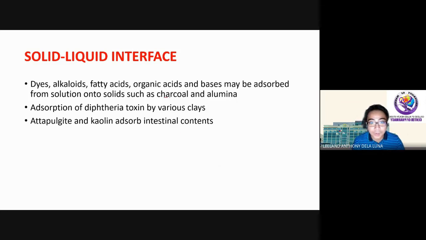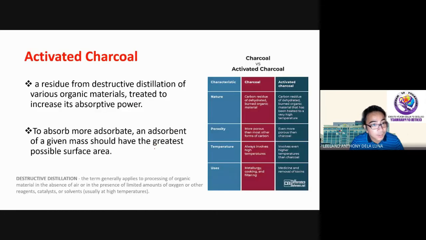Kaya yung charcoal, nag-adsorb siya kasi ng mga kung ano-ano. Yan, attapulgite and kaolin adsorb intestinal contents. Okay? Yung mga usually toxins, so on and so forth. Now, the most popular adsorbent that we use would be charcoal. Pero please take note class, sa ibang charcoal sa activated charcoal.